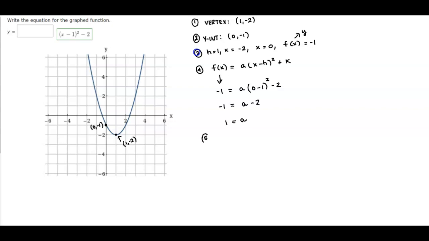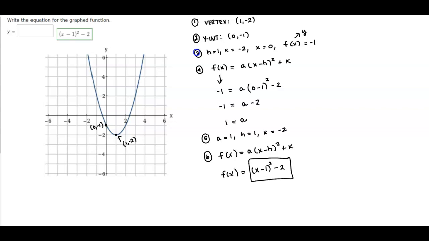So now that we know what a is, we know a is 1, we know h is 1, and we know k is -2. Now we can go ahead and plug it into the standard form. So f of x, which is equal to a times (x minus h) squared plus k, now becomes f of x equals 1 times (x minus 1) squared minus 2. So therefore, there is our function for that graph.